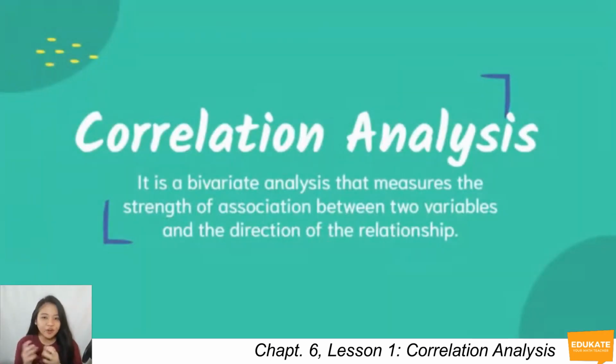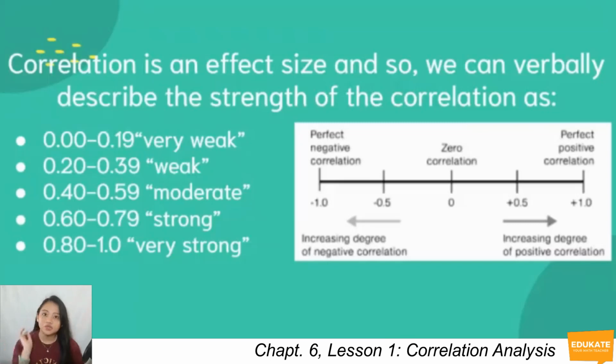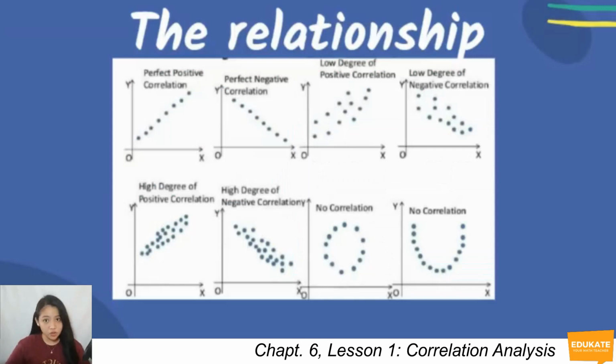Wrapping up, correlation analysis is a bivariate analysis, two-variable analysis that measures the strength of association between two variables and the direction of their relationship. So your computed correlation analysis can determine the strength of the relationship. And your slope can determine the direction of the relationship.